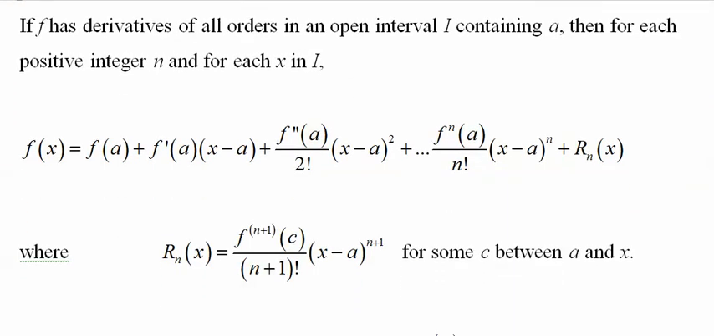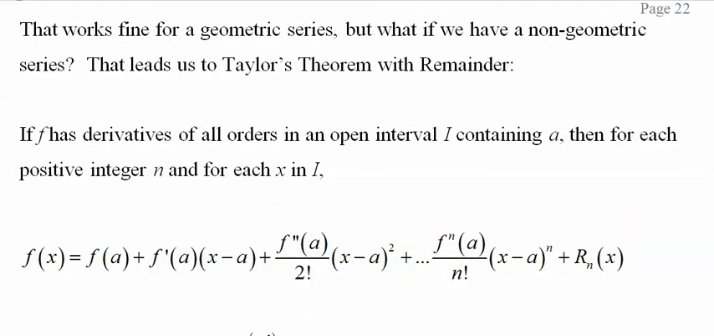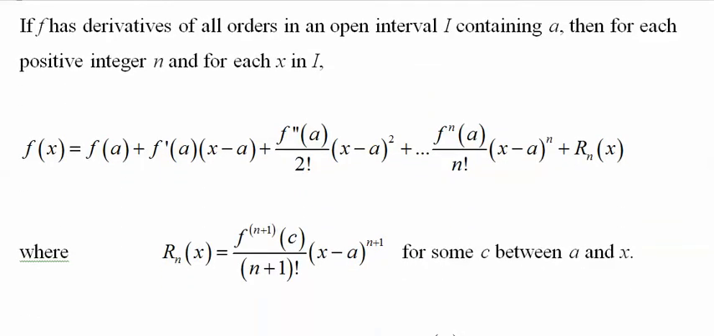So like we just said, that works very well for a geometric. What if we have a non-geometric? So now we get super high theory. If the function f has derivatives of all orders in an open interval I, and that interval I contains a, could be 0, could be something else, then for each positive integer n, we have the series, which we know about.